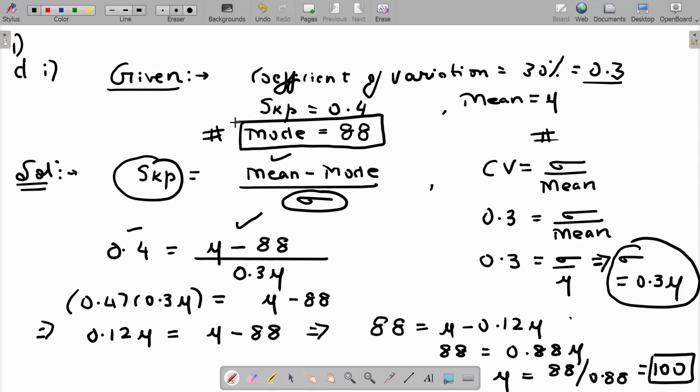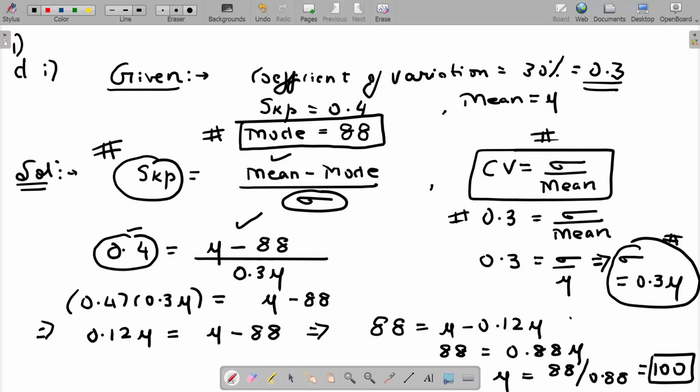Please correct it. So we use the formula for coefficient of variation, which was 0.3. 0.3 equals sigma over mean, which is mu. So sigma is 0.3 mu. The formula for Karl Pearson's measure of skewness with mode is mean minus mode over standard deviation. SKP is 0.4. Mean is mu. Mode is 88. And sigma is 0.3 mu. I solve for mu, I get mu as 100.